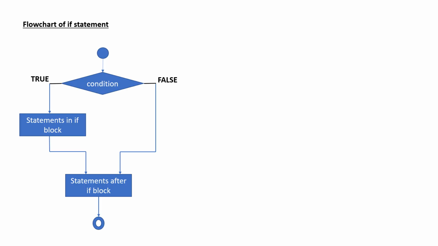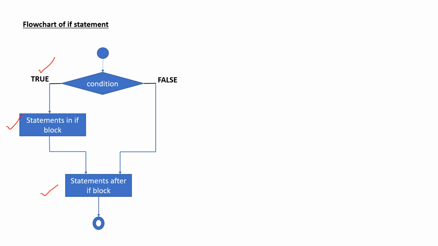We see the flowchart. Now see this particular flowchart. First of all, we give a condition. If this condition is true, then statements in the if block are executed. After completing all the statements in the if block, the statements after the if block are executed. This is the path when the condition becomes true.